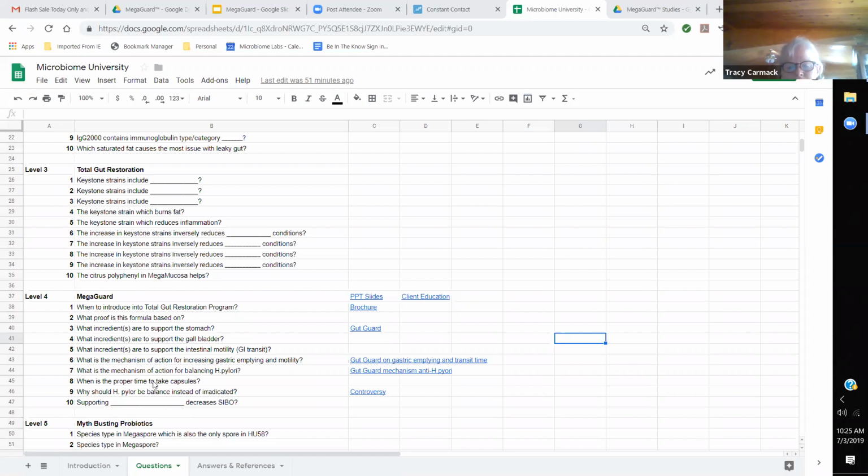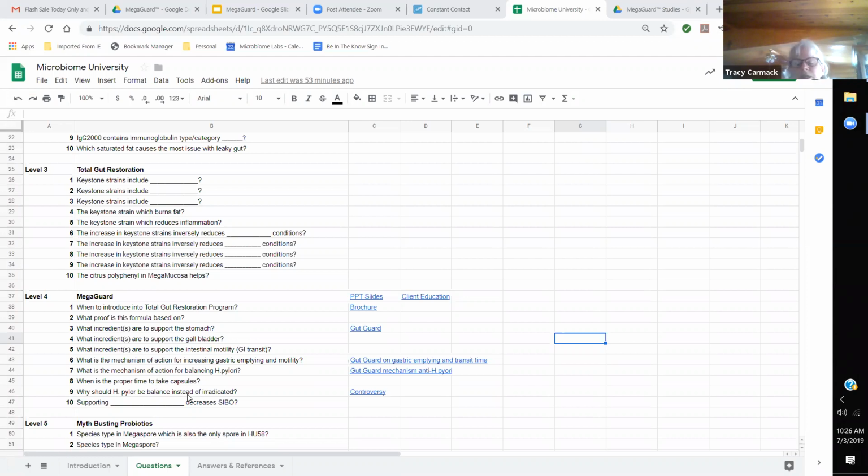And what is the proper time to take the capsules? That's at lunch and dinner, 2 a day. If you don't have a gallbladder and you need to increase that bile stimulation, you would take it before the meal. If you need it to help with nausea after eating, then you would take it after the meal. Why should H. pylori be balanced instead of eradicated? Now, this is very controversial, and I've gone around and around with some of my gastroenterology doc friends about this, because there's a lot more evidence now that H. pylori is part of the normal microbiome at certain levels.